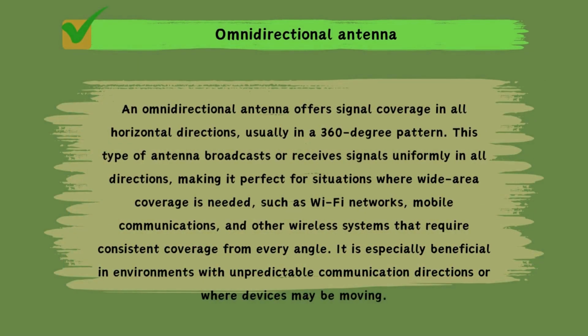An omnidirectional antenna offers signal coverage in all horizontal directions, usually in a 360-degree pattern. This type of antenna broadcasts or receives signals uniformly in all directions, making it perfect for situations where wide area coverage is needed, such as Wi-Fi networks, mobile communications, and other wireless systems that require consistent coverage from every angle. It is especially beneficial in environments with unpredictable communication directions or where devices may be moving.